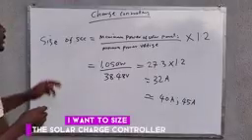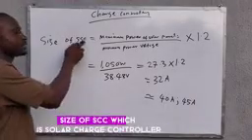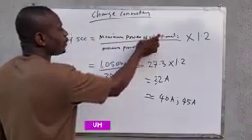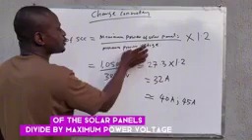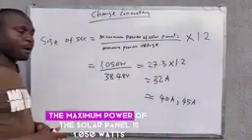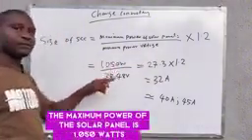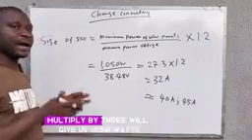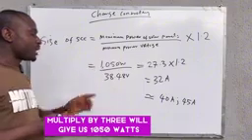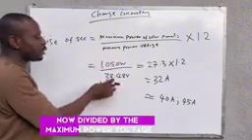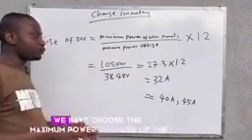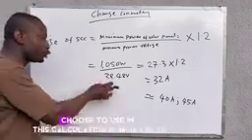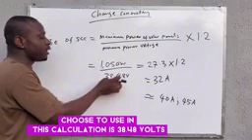Now, to size the solar charge controller, the size of SCC, which is solar charge controller, is equal to the maximum power of the solar panels divided by the maximum power voltage. The maximum power of the solar panels is 1050 watts. There are 3 pieces of 350 watt solar panels, multiplied by 3 will give us 1050 watts. Now divide by the maximum power voltage of the solar panel we have chosen, which is 38.48 volts for the 350 watts I have chosen to use in this calculation.